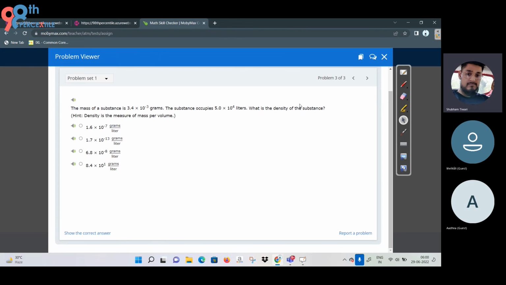What the question says: the mass of a substance is 3.4 times 10 to the power negative 3 grams. The substance occupies 5 times 10 to the power 4 liters. What is the density of the substance? Density is the measure of mass per volume. So liters are the volume, always remember, and this is mass. If you want to find the density, it will be 3.4 times 10 to the power negative 3 divided by 5 times 10 to the power 4. This is what you need to calculate.